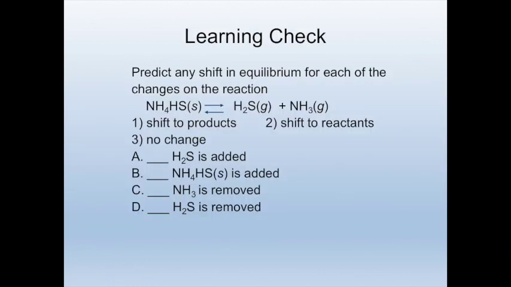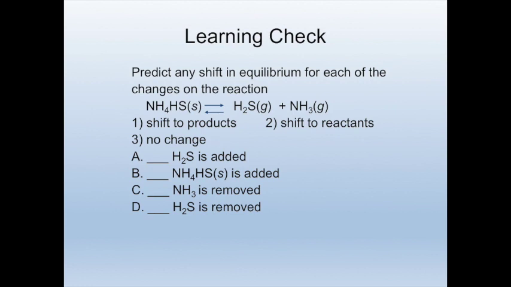All right, now we're going to try to do one ourselves. Predict any shift in equilibrium for each of the changes of the reaction. So NH4HS, solid, produces H2S gas and NH3 gas, and we're predicting whether we add or remove one of these, whether it shifts the reaction towards products or to reactants or not at all.